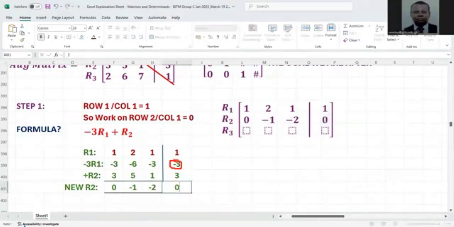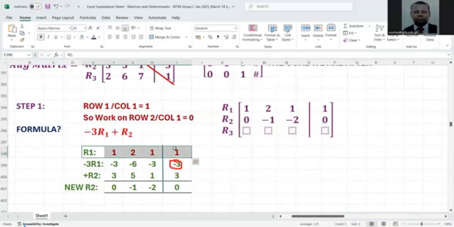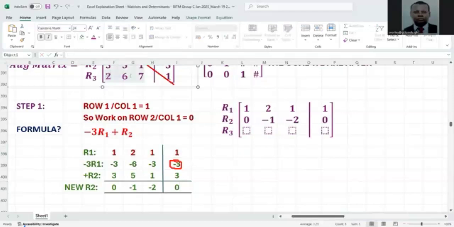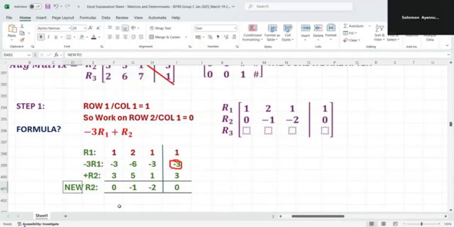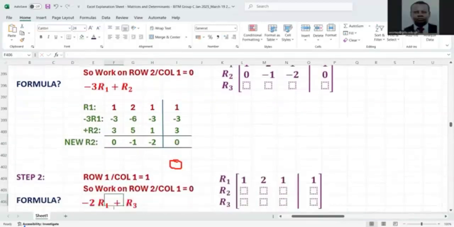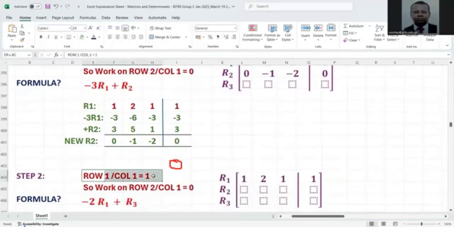It's been corrected. Okay, so I'm now asking, what do I do to row 1? What do I multiply by row 1, so that when I add it to row 3, 2, 6, 7, 1, the 2 goes to 0? -2. Okay, so now row 1, column 1 is 1.